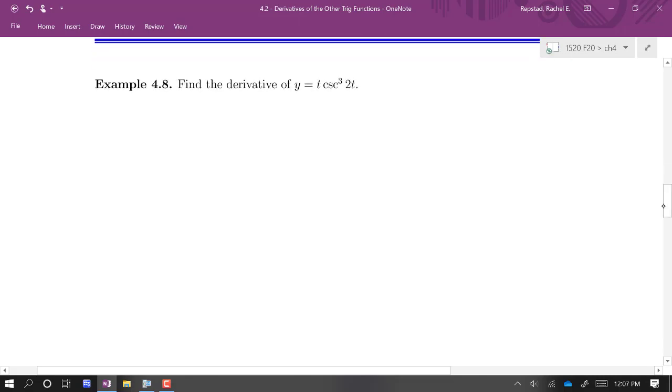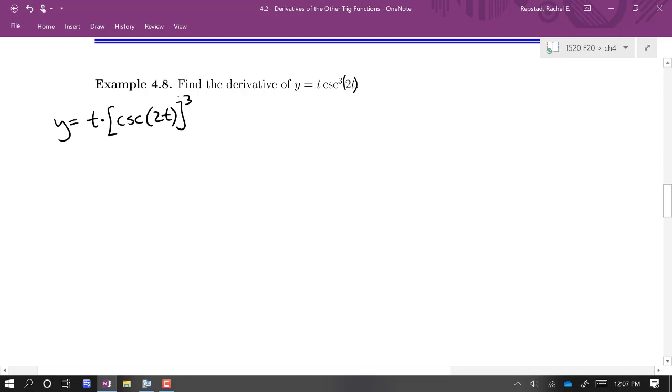Alright, let's try another one. Our function here is y equals t times cosecant cubed of 2t. Again, the 2t is the argument inside the cosecant function, and we are cubing the cosecant function. So I'm going to rewrite this as t times cosecant 2t all cubed. So we can see that we have like stuff raised to a power.